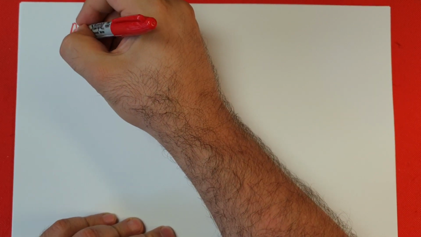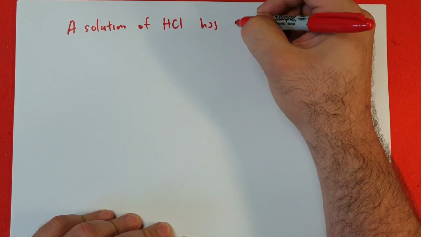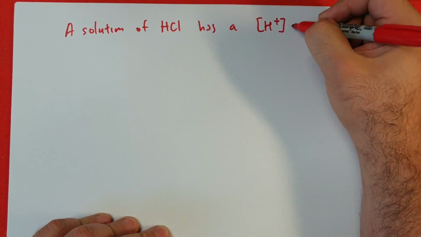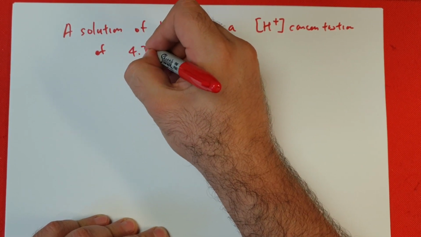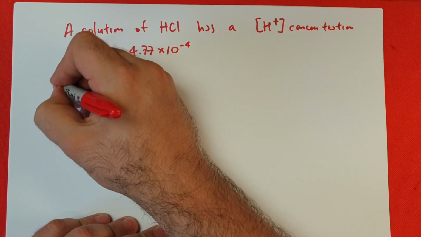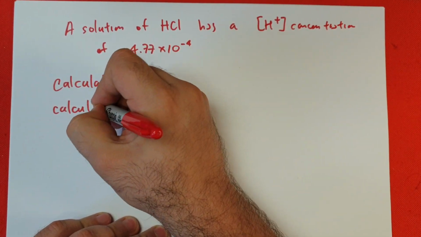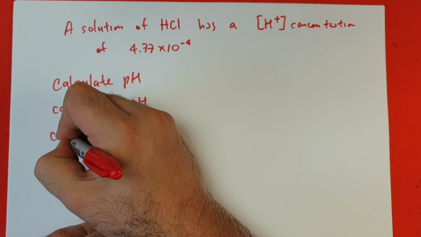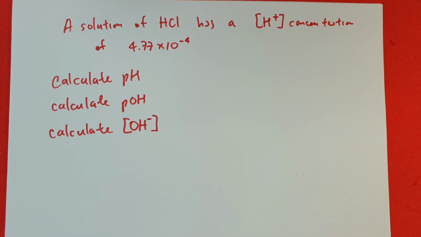Let's talk about a specific example with an acid. So let's say a solution of hydrochloric acid has a hydrogen concentration of 4.77 times 10 to the negative 4 power. And it tells you calculate pH, calculate pOH, and calculate the concentration of OH. Let's take this step by step.